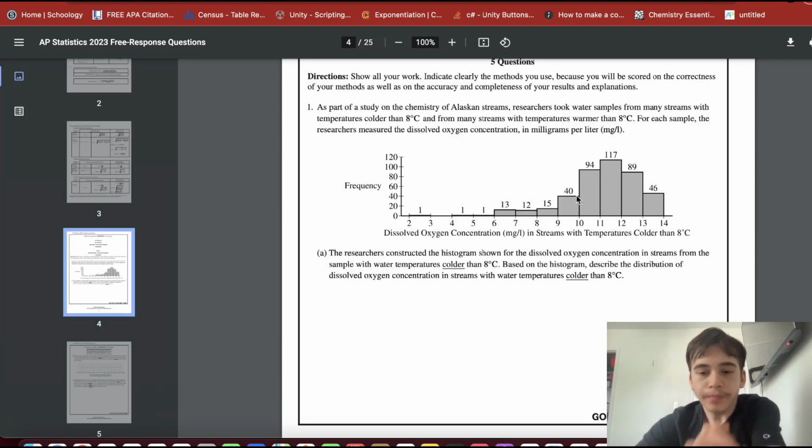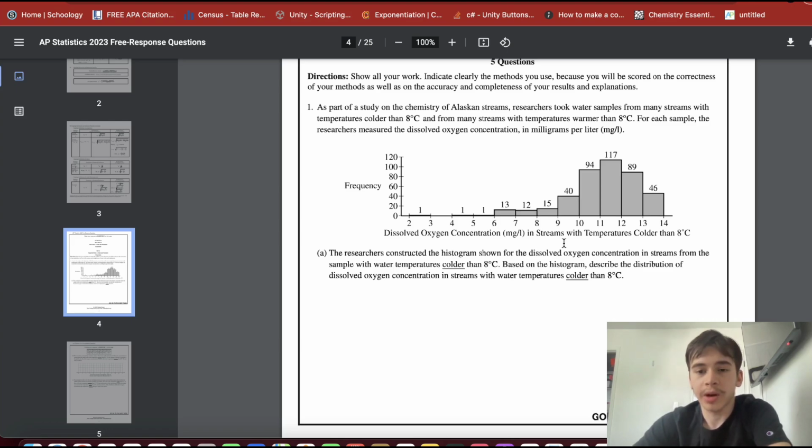And the peak would be between 11 and 12. In terms of outliers, you could say that 2 to 3 is a potential interval for an outlier over there. Center, you could say the mode is between 11 to 12. That's a pretty easy one. I think I got the mode wrong, or the center, because I messed up and miscounted them, but that's okay.